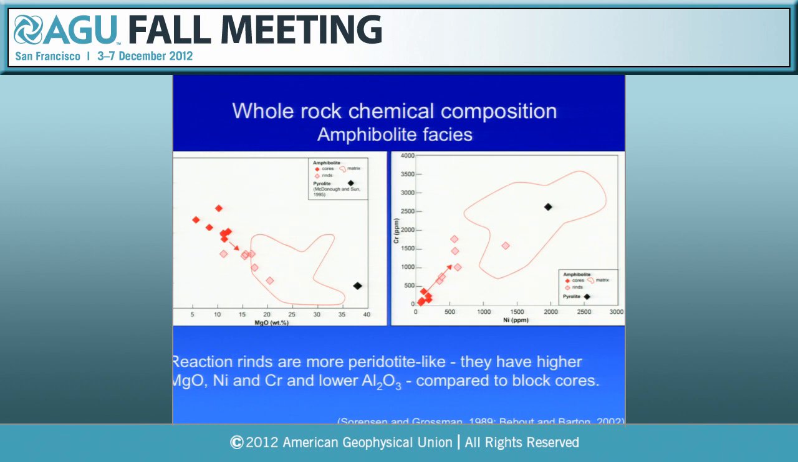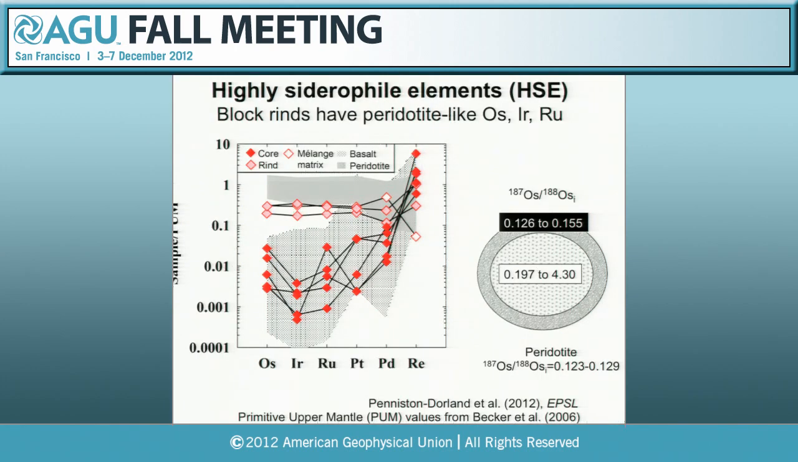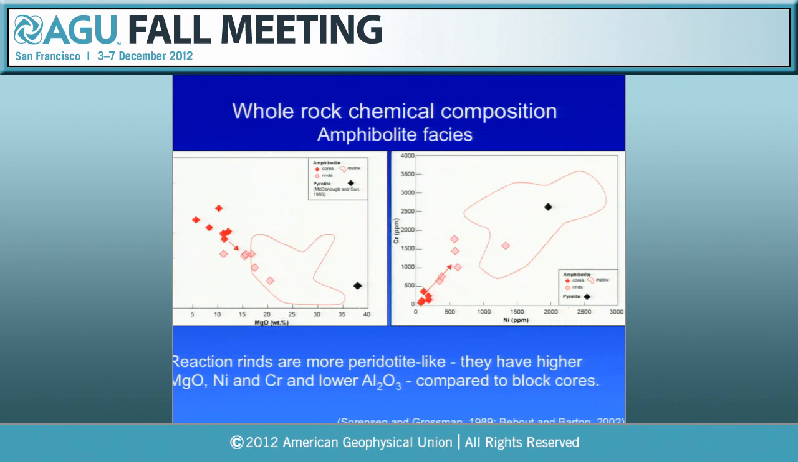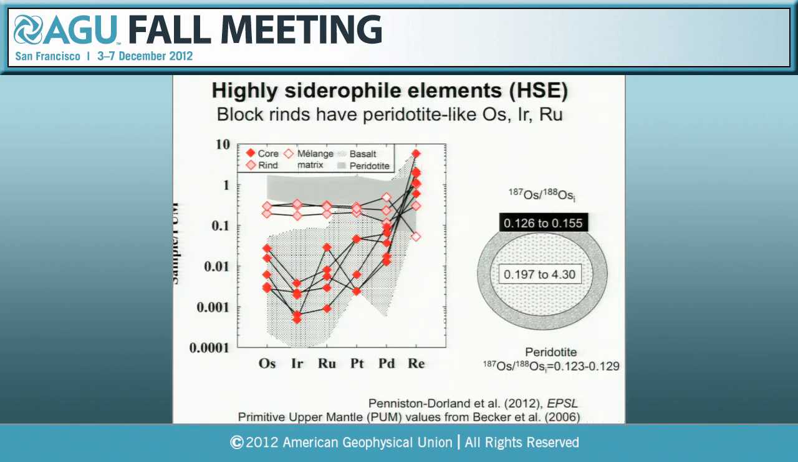And what we see from looking at the whole rock chemical compositions is that the reaction rinds are more peridotite-like. They have higher magnesium and lower aluminum than the block cores, and higher nickel and chromium contents. The highly siderophile elements also suggest that these rinds have a peridotite-like component. Here we see osmium, iridium, ruthenium, platinum, palladium, and rhenium.